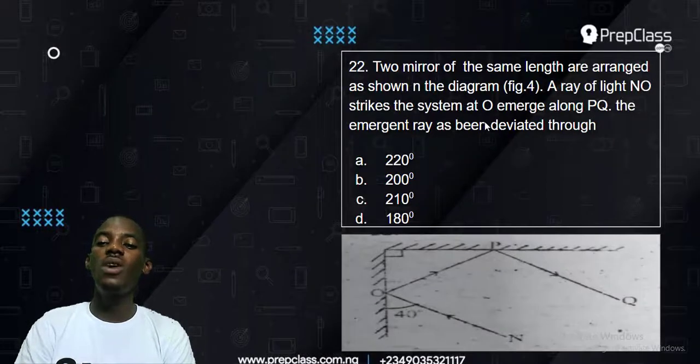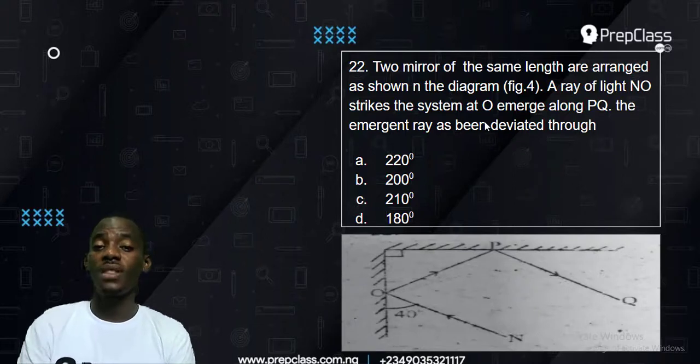It says two mirrors of the same length are arranged as shown in diagram fig 4. A ray of light NO strikes the system at O and emerges along PQ. The emergent ray has been deviated through what angle? Now, what angle has it been deviated? This question is simply asking that we find the angle of deviation of this ray.